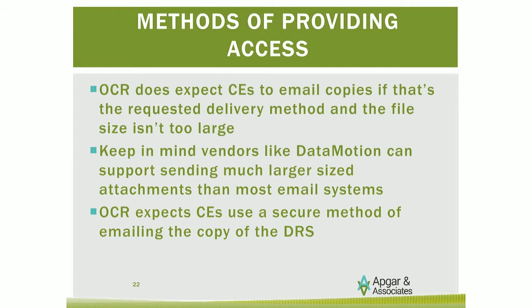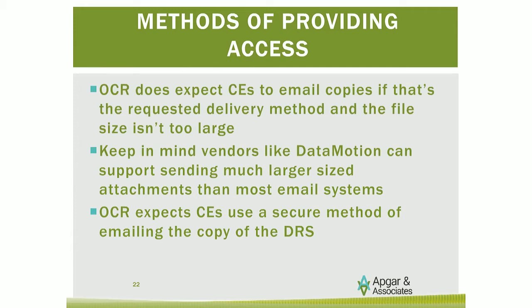Now, OCR does expect covered entities to email the request if that's how they request it and the file size isn't too large. So that's something to keep in mind: if somebody says, I really want my designated record set emailed to me, if you have it in electronic form, you have to accommodate their request. This is one of those exception areas when it comes to the rule itself, where if you explain to the patient or the health plan member, here are all of the risks associated with sending it over the internet, and they sign on the bottom line and say, I don't care, I'm going to accept the risk, then you can send it to them unencrypted.